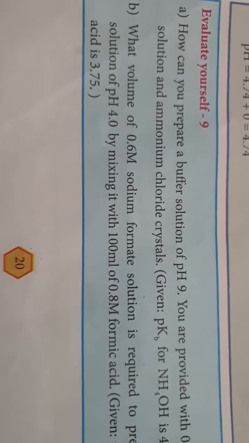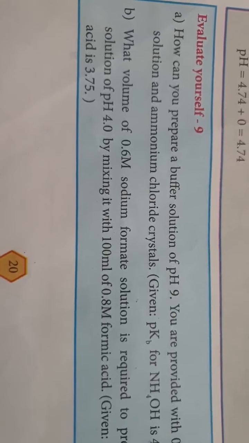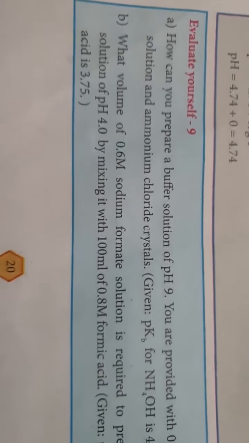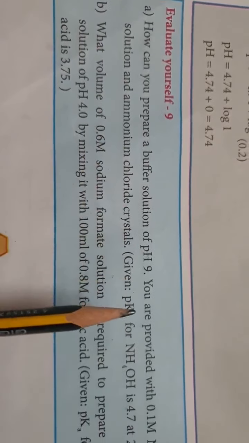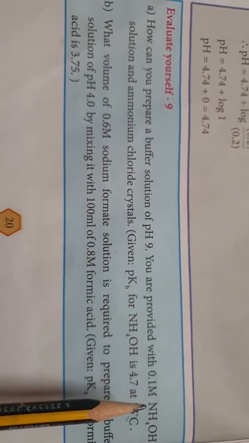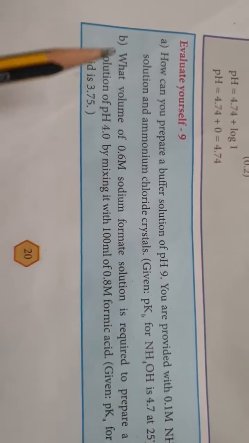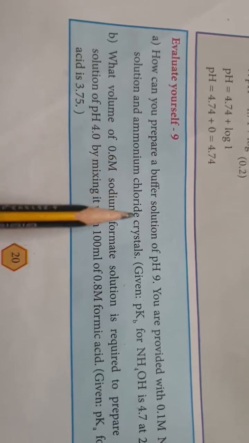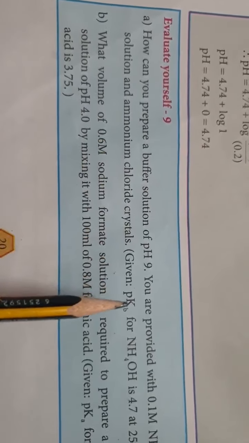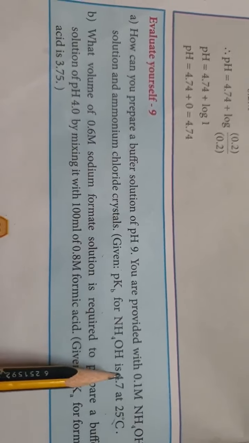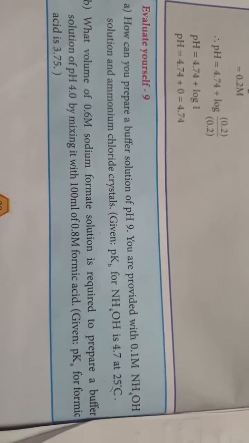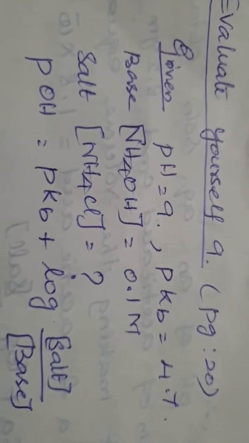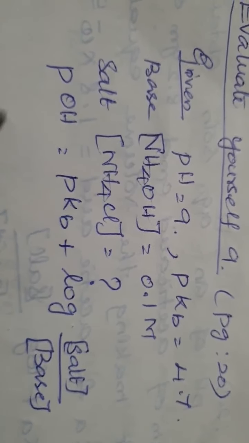Evaluate yourself 9. Question number 1, subdivision A. How can you prepare a buffer solution of pH 9? You are provided with 0.1 M ammonium hydroxide solution and ammonium chloride crystals. Given pKb for ammonium hydroxide is 4.7 at 25 degrees Celsius. So first you write down the given data in the problem.